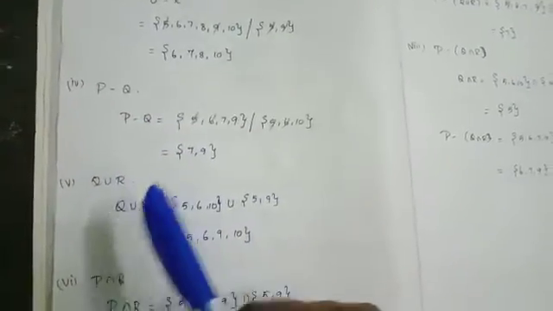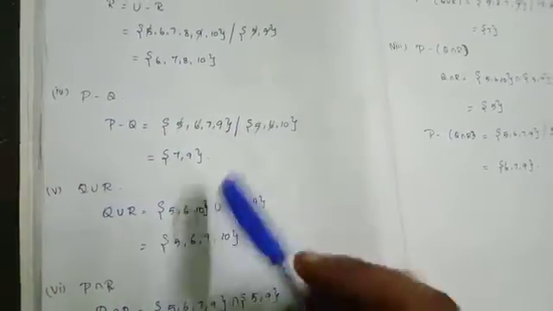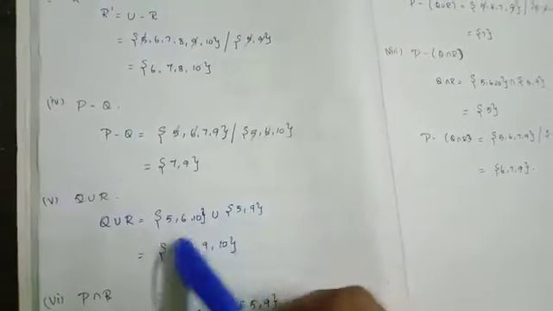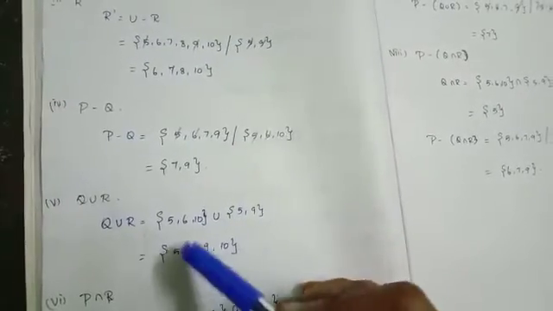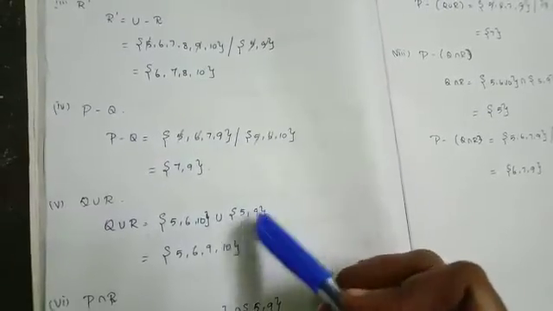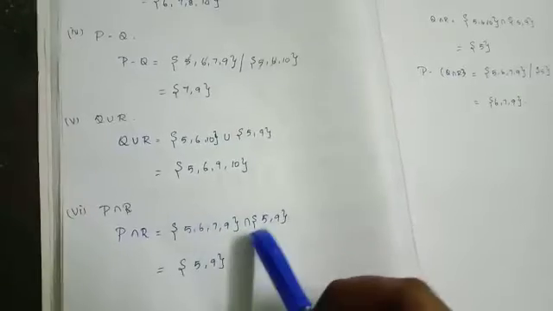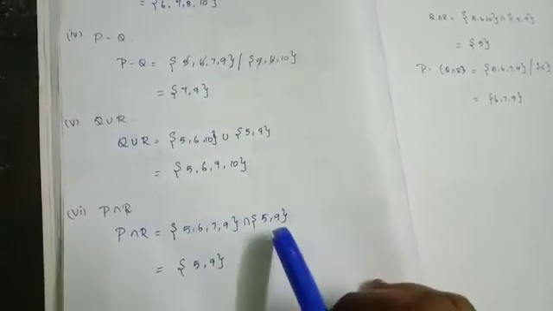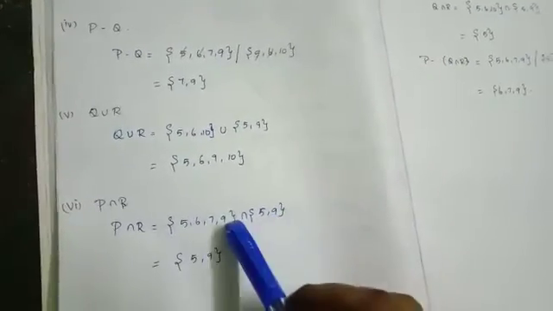Q union R. For the union, first you write the Q term, union R term. Union means all the numbers will be written. So 5, 6, already 5 is there. Then you write in order 9, 10. The next one, P intersection R. P set intersection R set. So only the common you write. So common is 5, 9. So the answer is 5, 9.